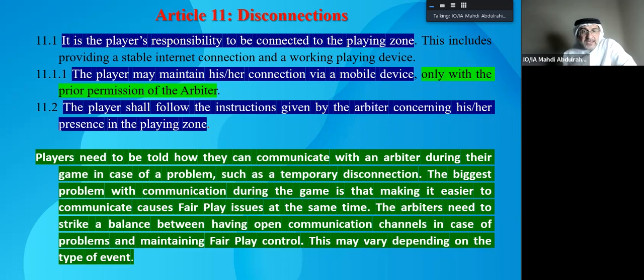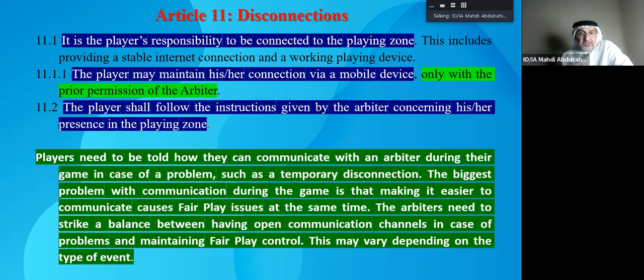So the biggest problem with communication during the game is that making it easier to communicate causes fair play issues. Why? Because when you disconnect from Zoom, maybe you're cheating, maybe you go and use an analyzer or another device for that. The arbiter has to immediately stop the game until he comes back to the Zoom. When he comes back to the Zoom, then he can continue and start the game.